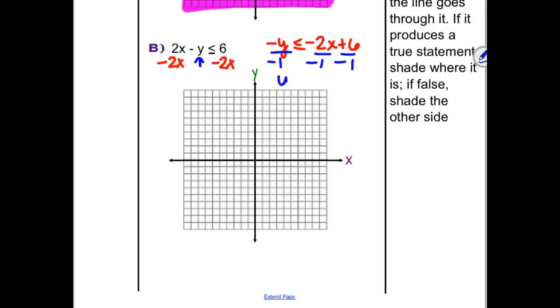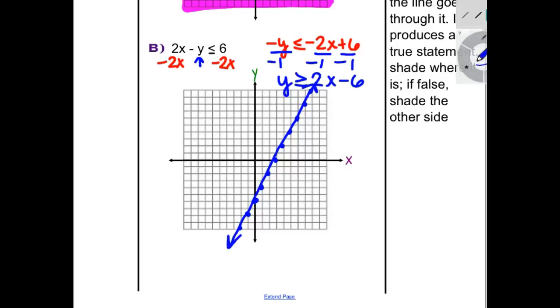And so then I have y, but that means because I divided by a negative, I need to flip the sign. And so then I end up with 2x minus 6. So I go down 6, and then I have a slope of 2, so up 2, right 1, up 2, right 1, and I'm going to make my points all the way across the graph, simply because then I can make sure that my line is accurate. And then I see that it's a solid line because it's greater than or equal to.